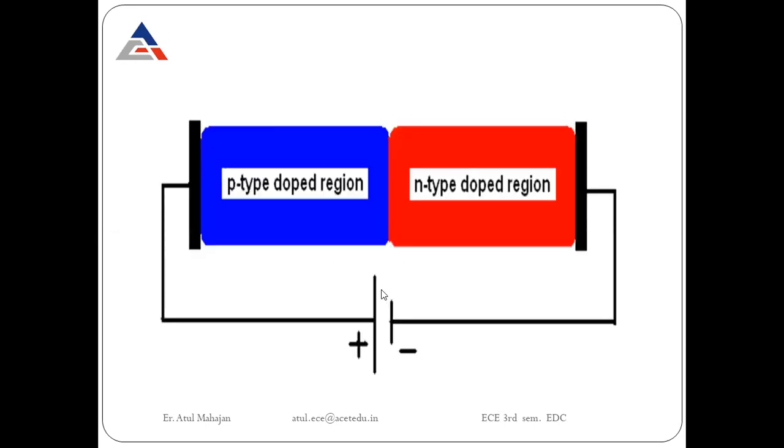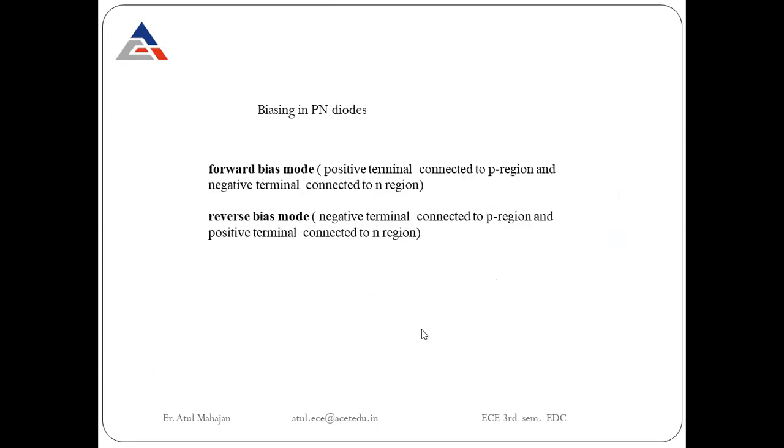Now this is the schematic diagram of the p-type region and n-type region. P-type is always on the left side and n-type is always on the right side. P-type is connected to the positive terminal of the battery, and n-type is connected to the negative terminal. This is your forward bias condition.